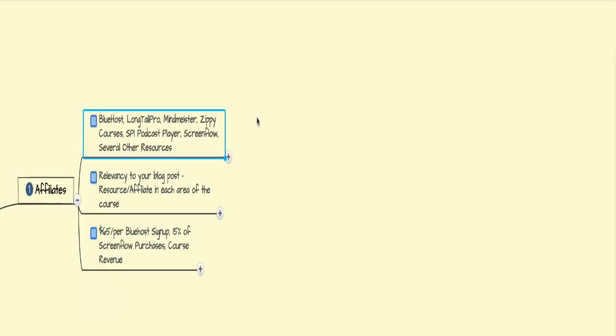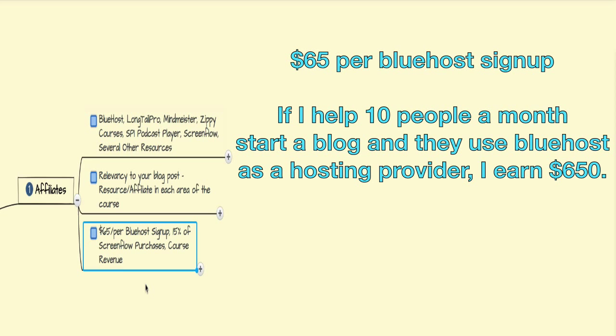The last part is the actual commission structure, like what would my income projection be? Well, the cool thing about Bluehost is that they just give a $65 sign up for everybody that gets referred to them, regardless of what they buy. It's basically flat across the board, whether you spend $30 with them on the first time or whether you spend $1,200 with Bluehost, they pay $65 across the board.